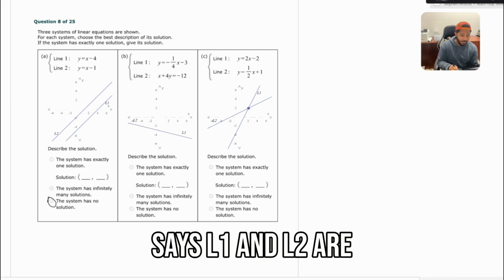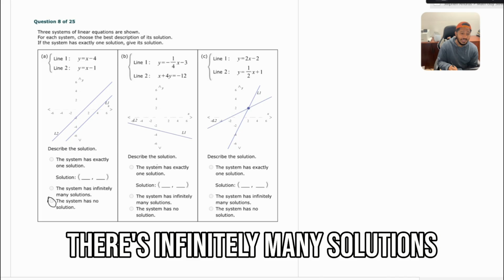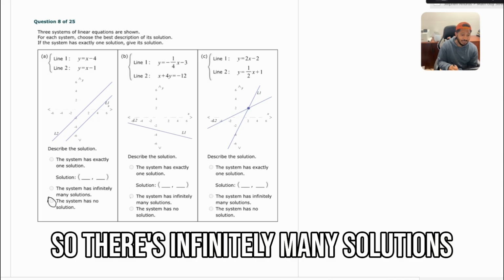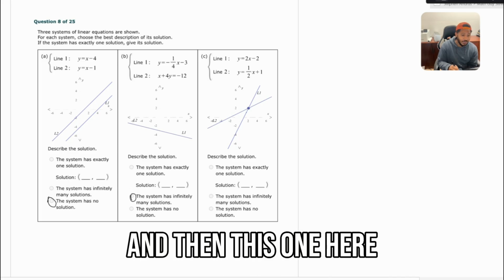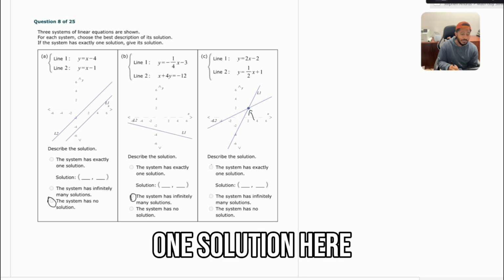In part B, it says L1 and L2 are essentially the same line here, right? And so because they're the same line, there's infinitely many solutions. They're lying on top of each other. Okay, so it's infinitely many solutions, so we'd say it's infinitely many. And then this one here, they meet up at just one point here, right? So there's exactly one solution here.